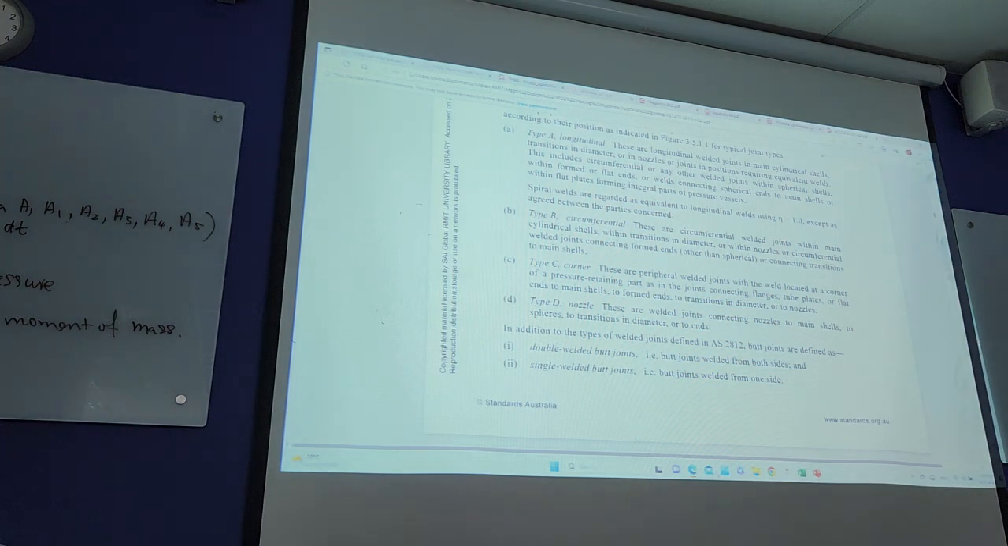Okay, so over here there are longitudinal welded joints in main cylindrical shell, transition in diameter or in nozzle, or joint in position requiring equivalent weld. These include circumferential or any other welded joint within spherical shell. Those are always cylindrical, so we don't look at this. Type B is circumferential. Circumferential means later we join or weld together the semi-ellipsoidal head. Those are the circumferential welds. So it's called type B.